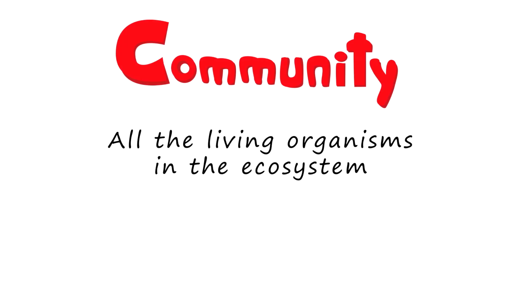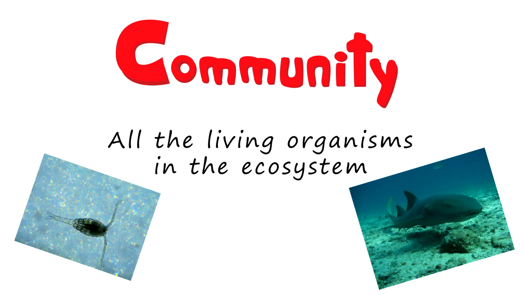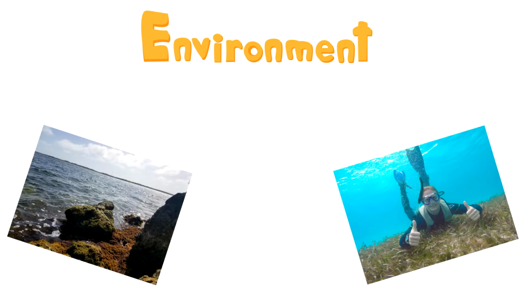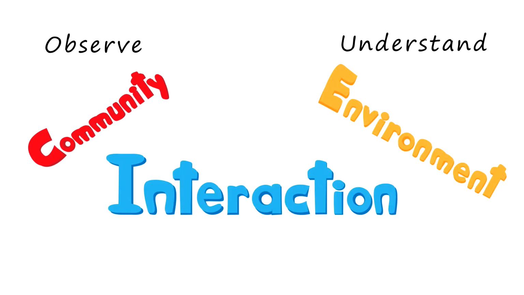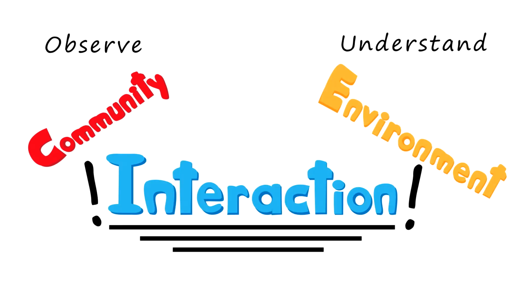environment. The community in this definition is all the living organisms in the ecosystem, from our zooplankton all the way up to our sharks. Anything that's alive or biotic falls into this category, including the seagrasses themselves. Meanwhile, the environment is, well, everything else from the soil to the water quality. The environment is anything that is non-living or abiotic. Lastly, we need to observe or understand how the community and the environment interact with one another. And this part is the most important.